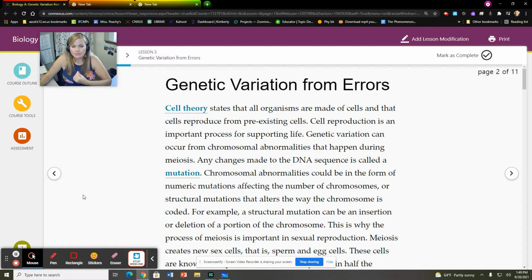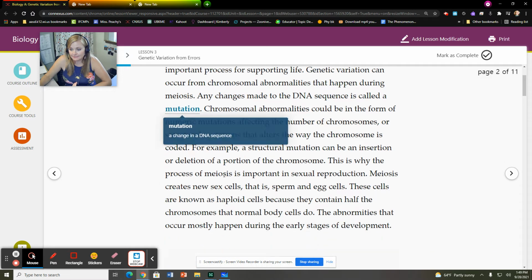So mutations, by definition, are any changes made to the DNA sequence. These can be favorable, they can be neutral, or they can be unfavorable. Kind of depends upon the outcome, really. It either benefits the organism, has no effect on the organism, like pretty much you don't even know it's there, or is negatively affecting the organism.